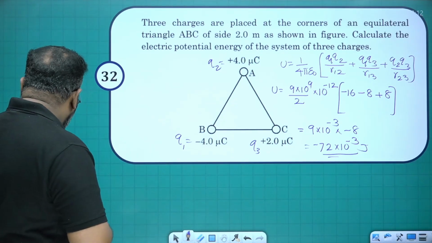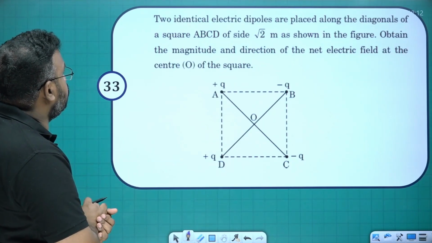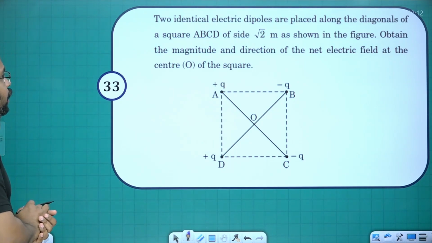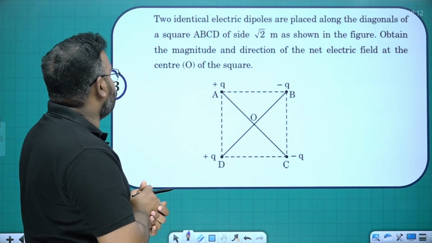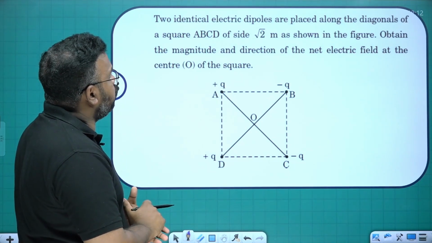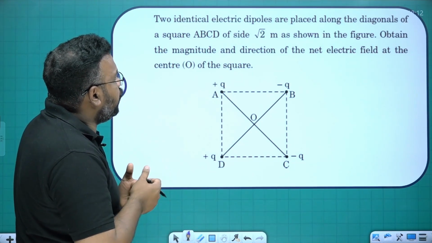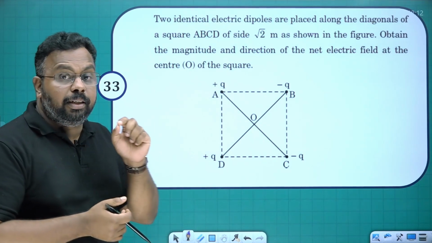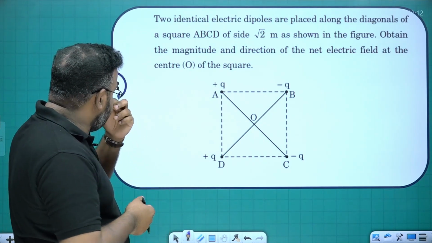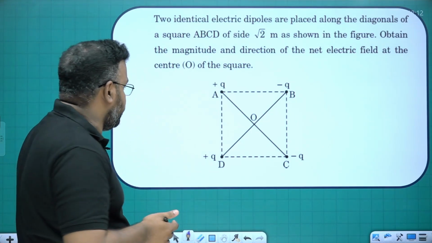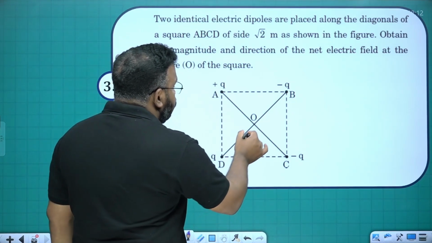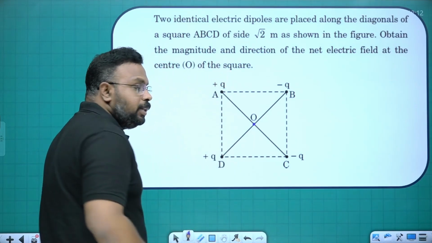Okay, yes. Next question. Two identical electric dipoles are placed along the diagonals of a square ABCD of side √2 meter as shown in the figure. Obtain the magnitude and direction of the net electric field at the center of the square. So here you just leave the dipole. There are 4 charges. Think like that. That will be the easiest way. There are 4 charges. We need to find the net electric field at the center.